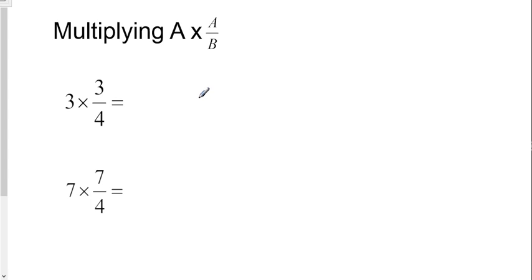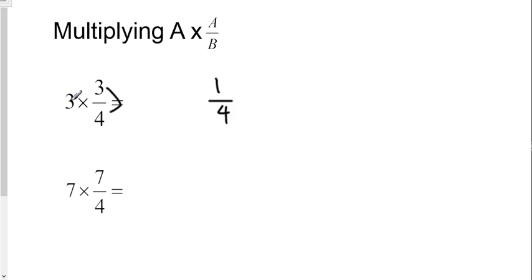This is multiplying a times a over b, where the whole number being multiplied is the same as the numerator of the fraction. When this happens, this is what you're going to do. You find the difference. The difference of these two numbers is 1. You square it, and 1 squared is 1. That's the numerator of your fraction, and you leave the bottom alone, 4. 1/4.